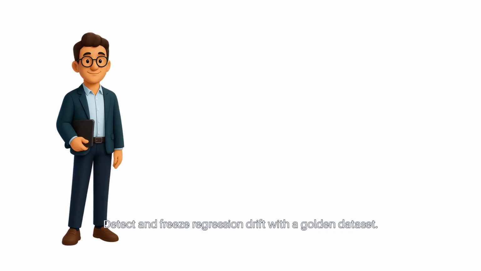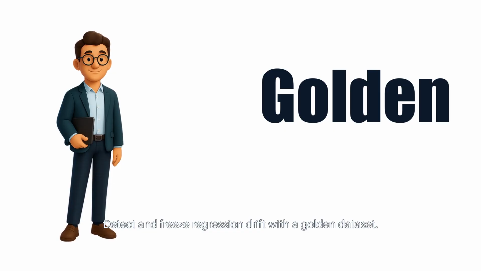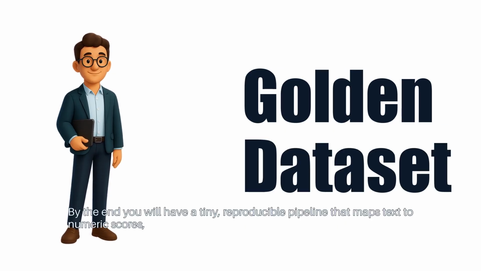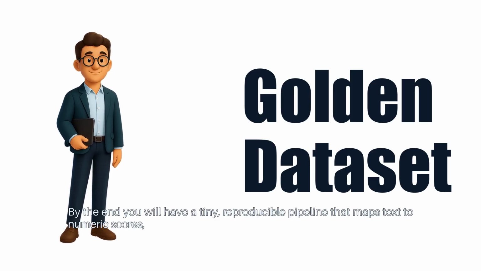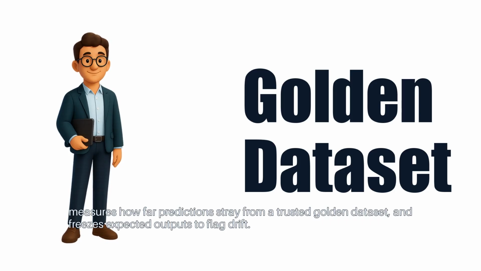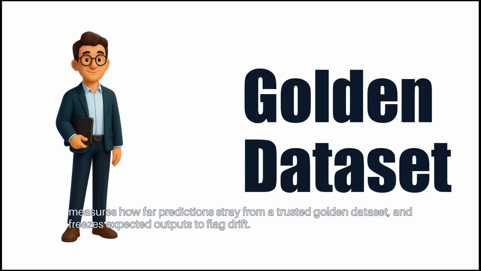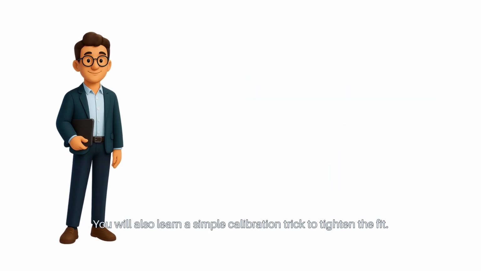Detect and freeze regression drift with a golden dataset. By the end, you will have a tiny, reproducible pipeline that maps text to numeric scores, measures how far predictions stray from a trusted golden dataset, and freezes expected outputs to flag drift. You will also learn a simple calibration trick to tighten the fit.